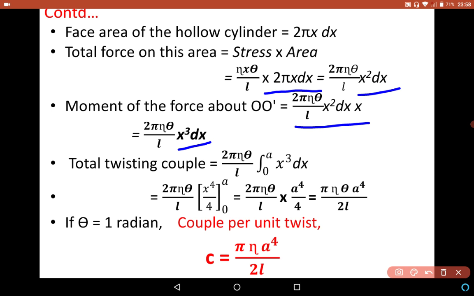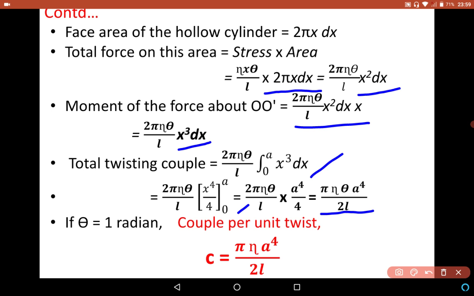Therefore, the total twisting couple is equal to 2 pi n theta by L into the integral of x cube dx between the limits 0 and a. The integral of x cube is x to the power of 4 by 4, between the limits 0 and a. After substituting the limits, the total twisting couple is equal to pi n theta a to the power of 4 divided by 2L.